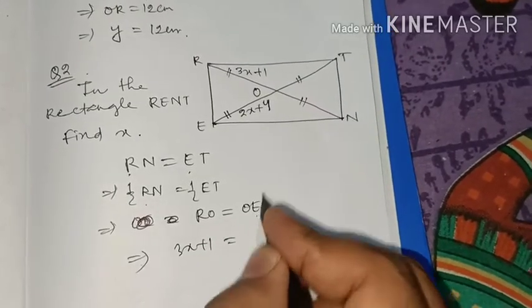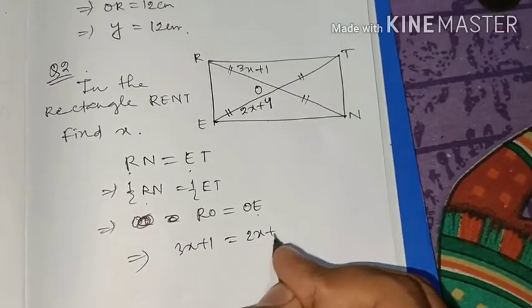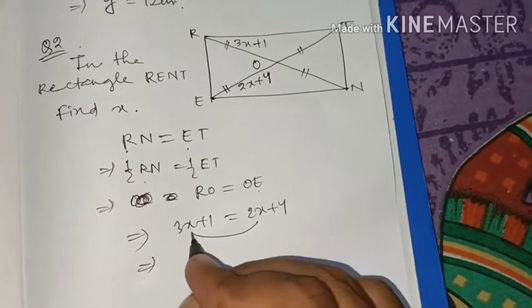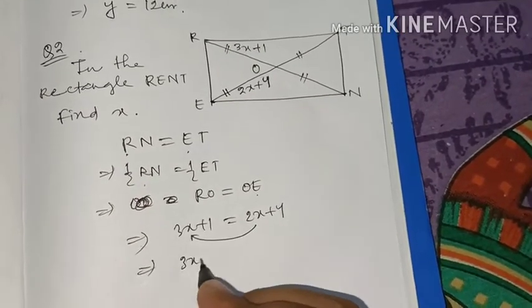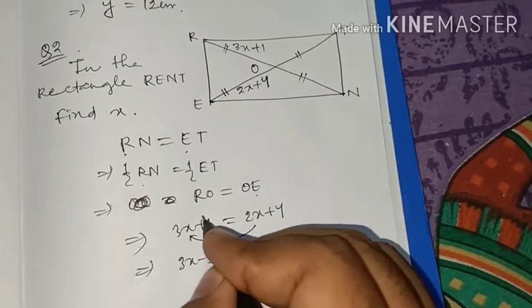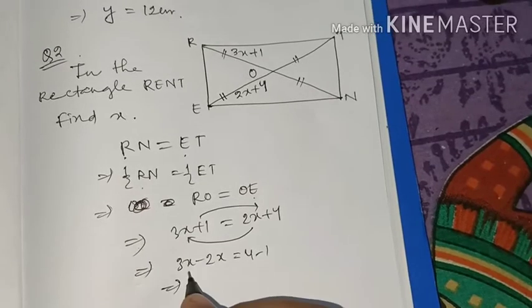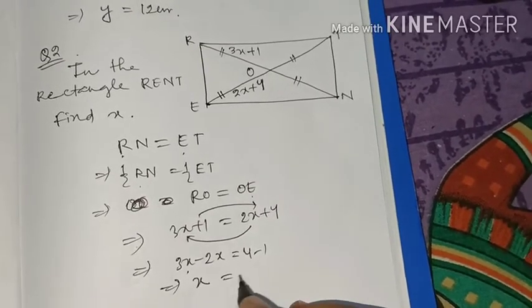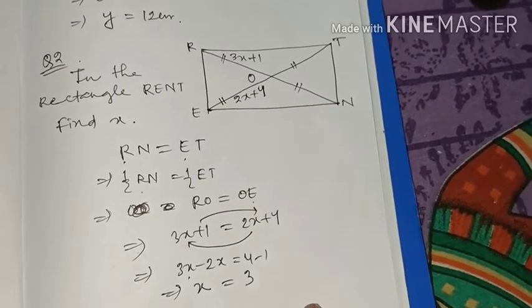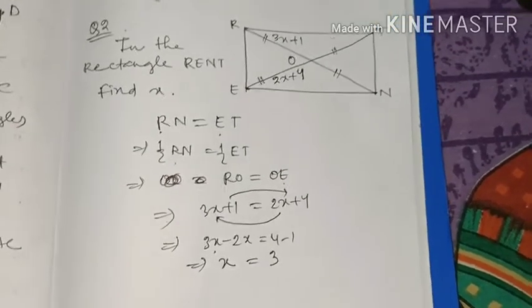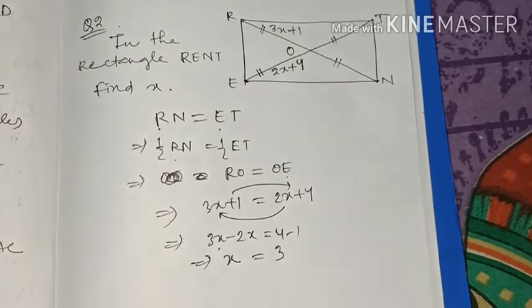Next, RO is equal to 3x plus 1. Again, OE is equal to 2x plus 4. So if we transpose 2x to the left side, it will be 3x minus 2x. If we transpose 1 to the right-hand side, it will be 4 minus 1. 3x minus 2x is x. 4 minus 1 is 3. X is equal to 3. In this way we can calculate the value of variables.